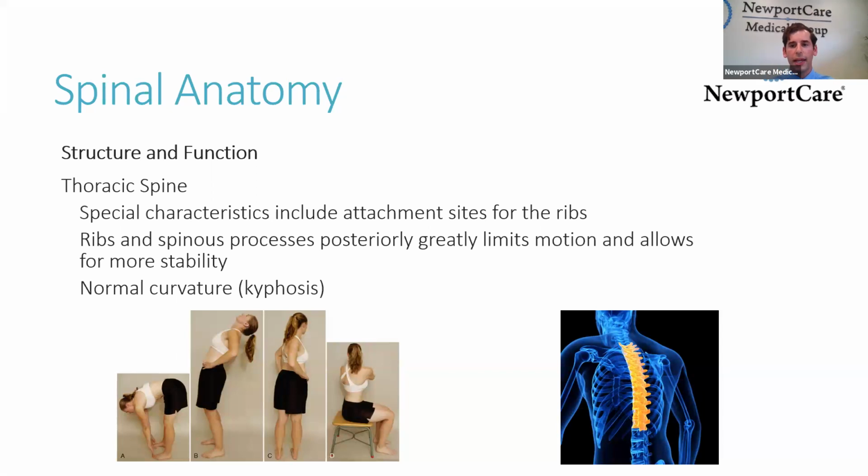However, the drawback is that because of this stability, we lack a little bit more range of motion in the thoracic spine. We can see here on the left some typical range of motion exercises demonstrating the range of motion in the thoracic spine. Again, flexion and extension, and here we see some lateral rotation.